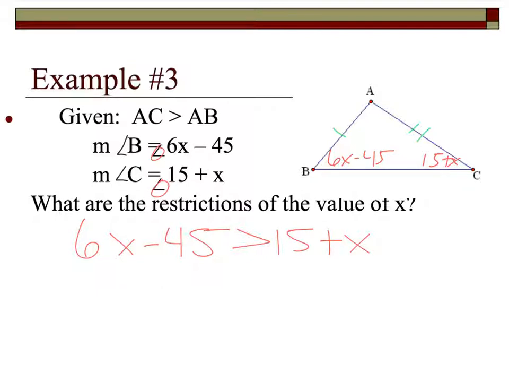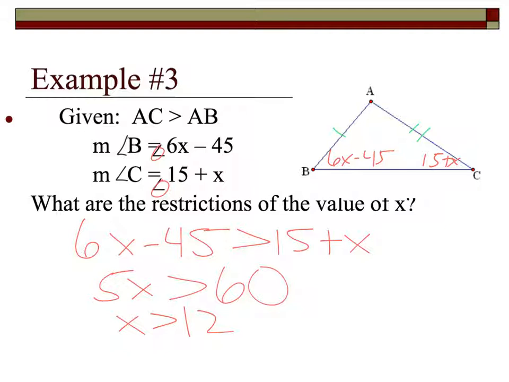Let's solve this inequality then, shall we? I'm going to get the x's on one side, so 6x minus x is 5x is greater than, I'm going to add 45, that gives me 60. And if I divide by 5, x is greater than 12. Cool. Alrighty, so I know that x has to be greater than 12.